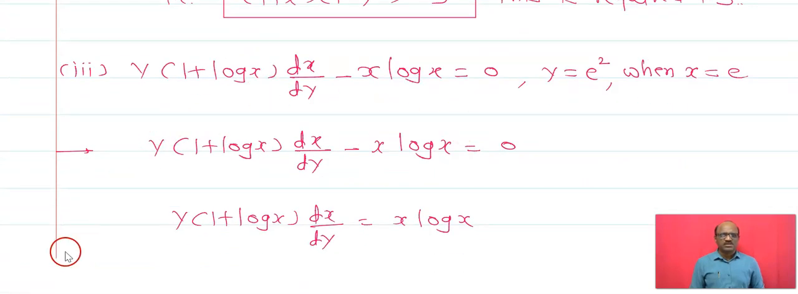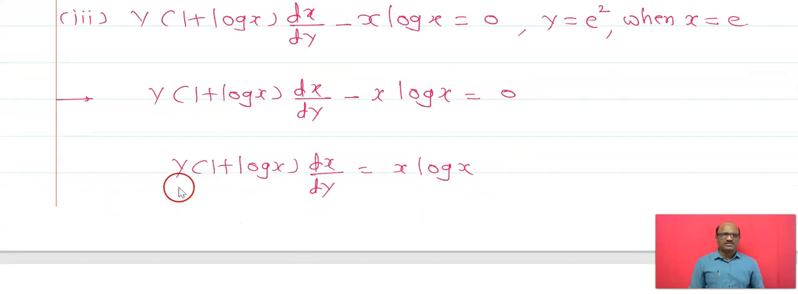Now the problem number 3. The next question is y (1 plus log x) dy upon dx minus x log x equals 0, where y equals e raised to 2 when x equals e. Therefore see this equation: y (1 plus log x) dy by dx minus x log x equals 0.